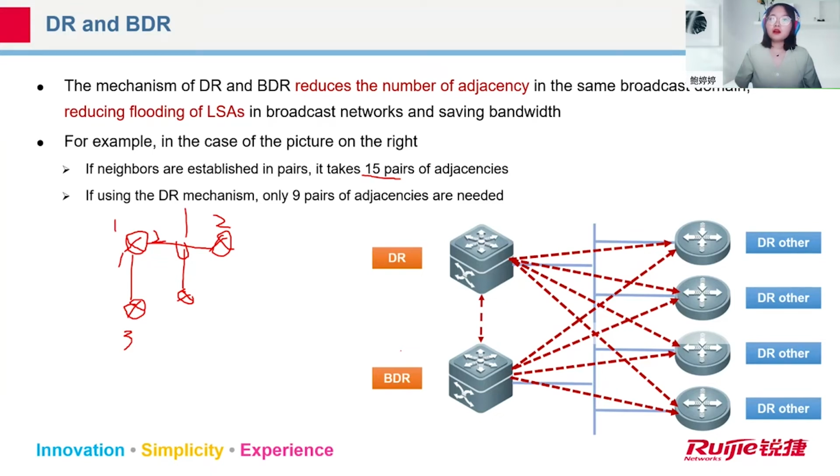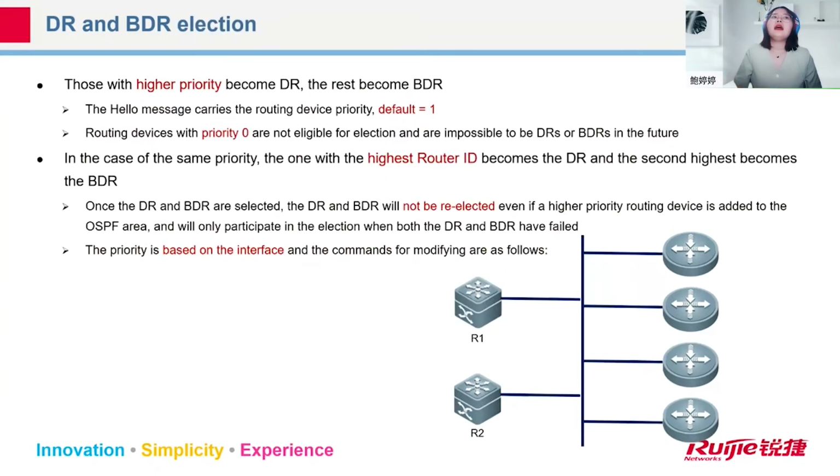Okay. Of course, if in the segment you only have 2 routers, maybe one is DR, maybe the other one is BDR, they only have 1 pair of the adjacency relationship. But if there are over 2 routers in the segment, selecting the DR and BDR will reduce the number of adjacencies. And how to select DR and BDR, we also have the principle. The principle is, first we will compare the priority of the router interface, and the higher priority will become the DR, and the next one will become the BDR.